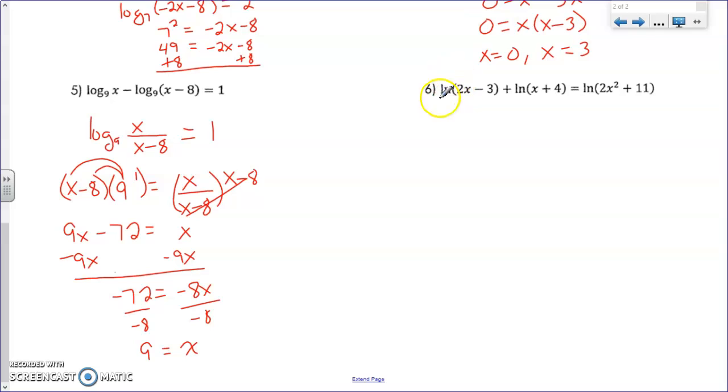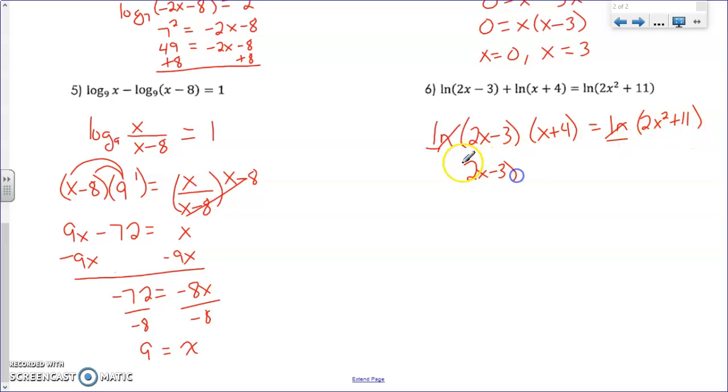All right, here, remember ln is just log base e, so the properties are the same for these. So we're going to condense this to 1 ln on each side. So since it's a plus, that would give me 2x minus 3 times x plus 4 equals ln 2x squared plus 11. Okay, bases are the same, so we drop the base and just keep the exponents. So I have 2x minus 3 times x plus 4 equals 2x squared plus 11.